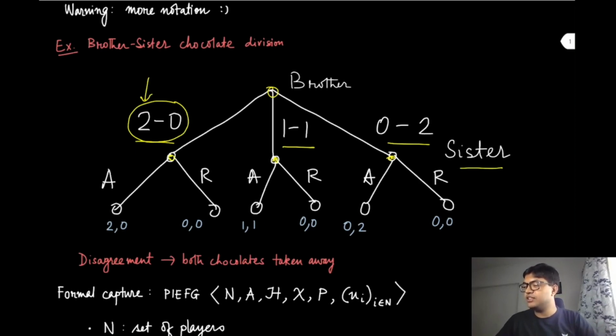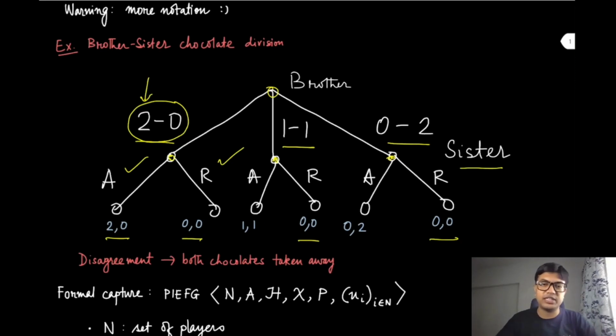Now the sister at each of these stages can either say accept or reject. If she accepts, the corresponding division is the final utility of both these players. And if she rejects, in all these cases, both of them get 0 because both the chocolates are taken away. So how should we formally capture this?